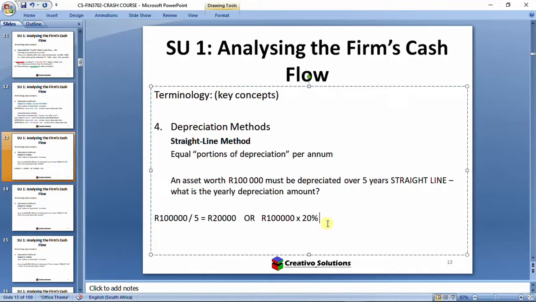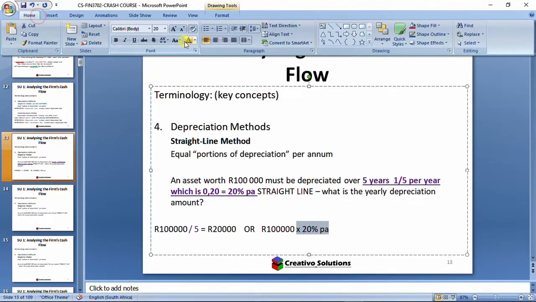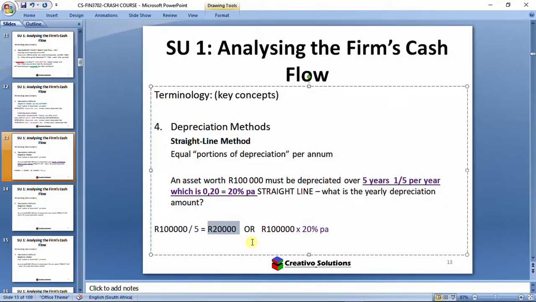How do I get 20%? 20% is per annum. If it's over 5 years, 5 years means 1 over 5 per year, which is 0.20, which is 20% per annum. So rates can be given in years or rates can be given in percentages, just depending on what the question is providing. Whether you're dividing by 5 or multiplying by 20% per annum, I'm going to get the same depreciation amount of 20,000. That's the yearly depreciation.